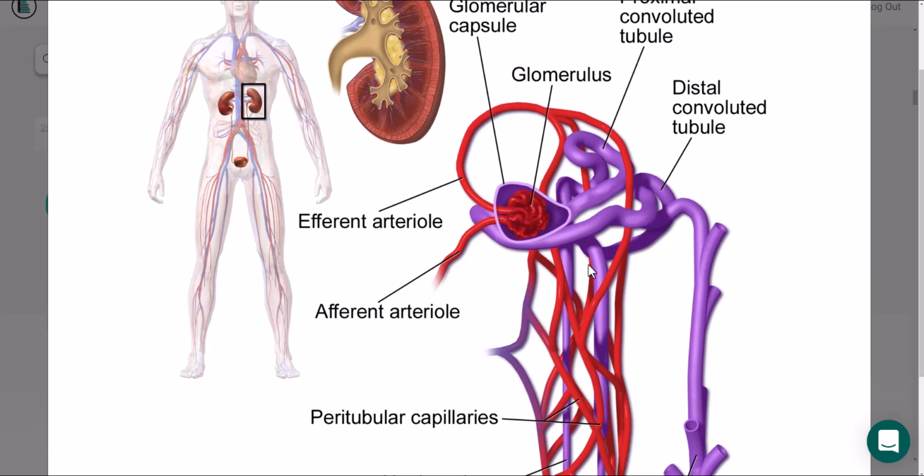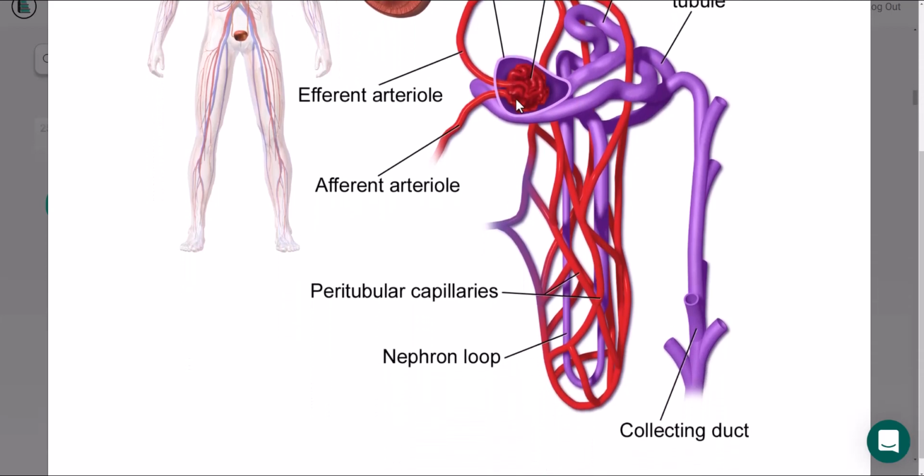So remember, there are about 1 million or so of these nephron structures. That means there's also 1,000,000 afferent arterioles, 1,000,000 glomeruli, 1,000,000 efferent arterioles. All of this is duplicated in tremendous numbers.